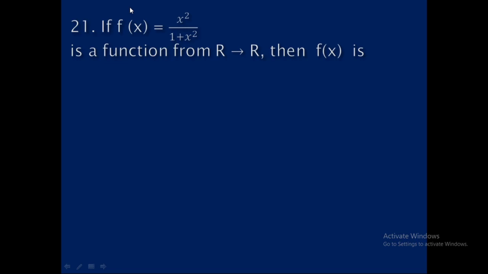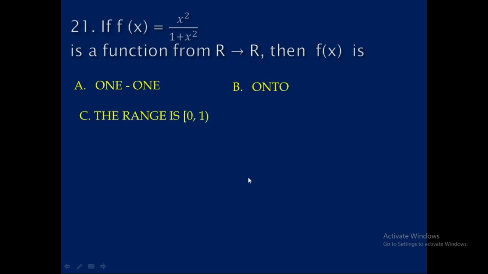The 21st question: if the function f of x is defined, a real valued function, x square divided by 1 plus x square, a function from real numbers to real numbers, then f of x is: option A, one-one function; option B, onto function; option C, the range of this function is the semi-open interval 0 to 1; and option D, one-one and onto.